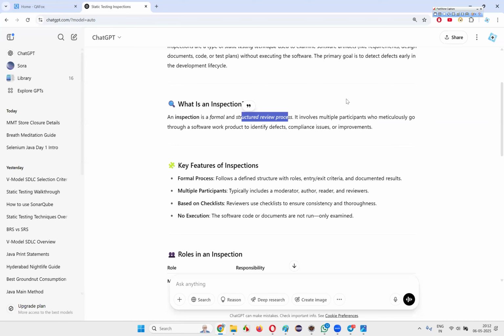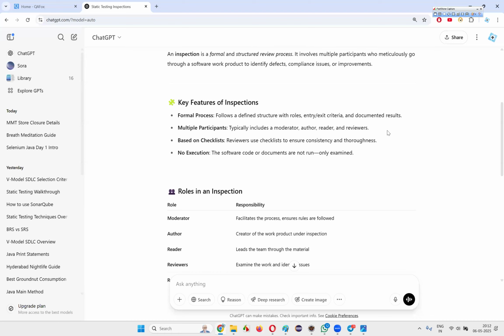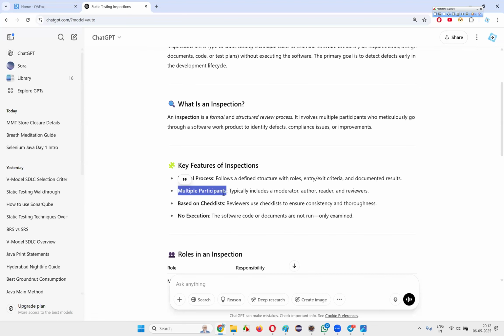And to do this, there is a step-by-step process, guys. Unlike walkthroughs, inspections are done in a formal and structured way, where multiple participants meticulously go through a software work product to identify defects, compliance issues, or improvements in a systematic, structured way. In this kind of inspection, the people attending the formal meeting will be given different roles: one will be moderator, another author, another reader, reviewer.